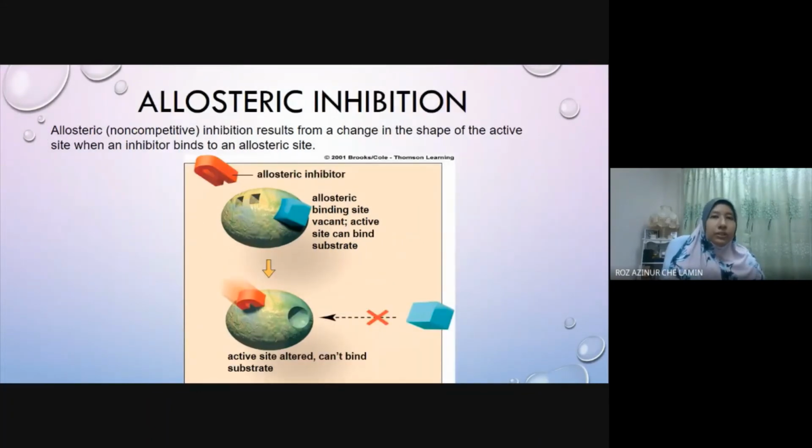So now we move to the allosteric inhibition. Allosteric inhibition results from a change in the shape of the active site when the inhibitor binds to an allosteric site. So from the illustration here, this is the enzyme, and the substrate can bind at the active site. So when the allosteric inhibitor binds at the allosteric site, what happened here? The active site of the enzyme changes shape, so the enzyme cannot bind with the substrate anymore.